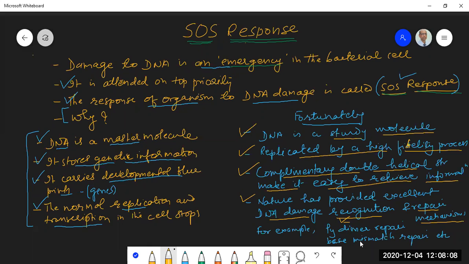We have seen the base mismatch repair mechanism. So whenever, in spite of all these precautions and all these built-in quality checks, some mismatch of bases can take place. If that mismatch is there, the bacteria has got an excellent system. It can repair that mismatched base.